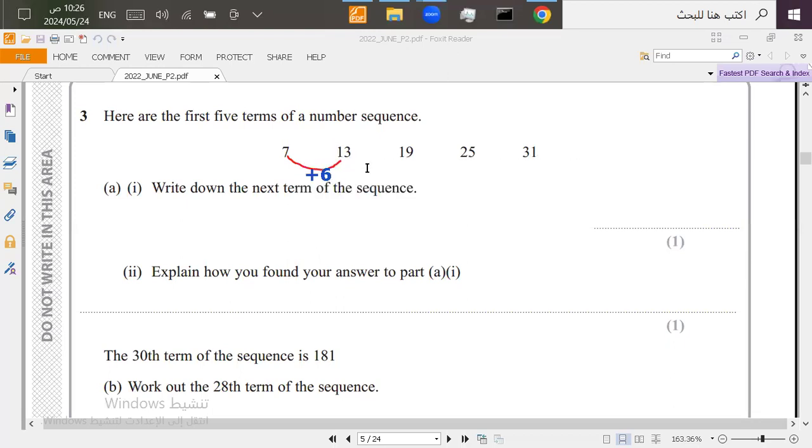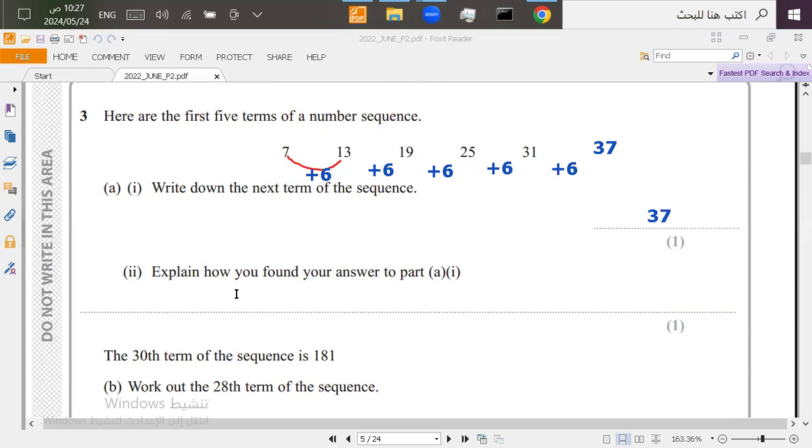Now, here, 13 becomes 19, same idea, we add 6. And then how did the 19 become 25? By adding 6. And then we add 6 here, same idea. So it means we're going to add 6 here, and this one will become 37. So the next term will be 37. Very good. Because we're adding 6 every time, the answer will be 37.